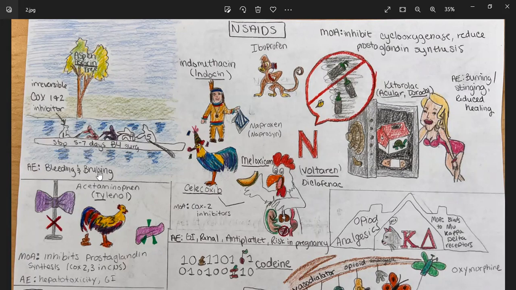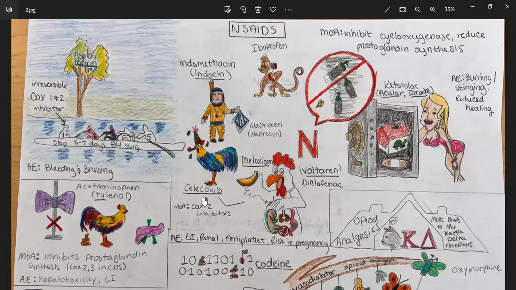Adverse effects are bleeding and bruising, so there is a red person and a purple person for bleeding and bruising. Next, we have an Indian here who is representing indomethacin, and we have Abu from Aladdin for ibuprofen. The Indian is holding a napkin for naproxen.